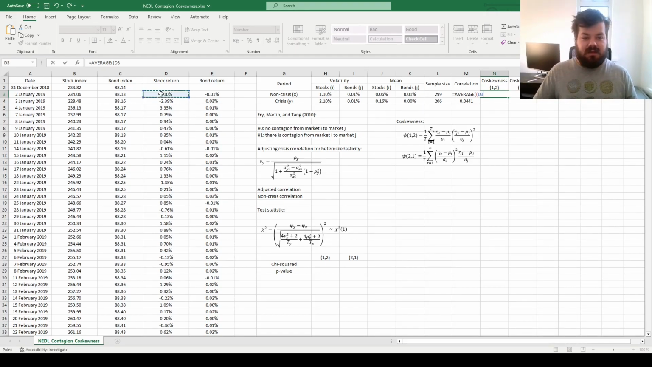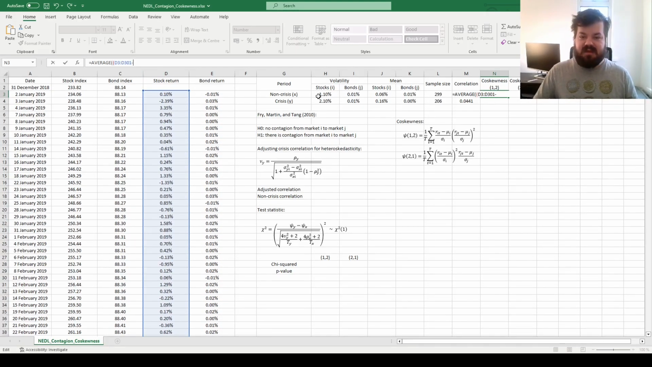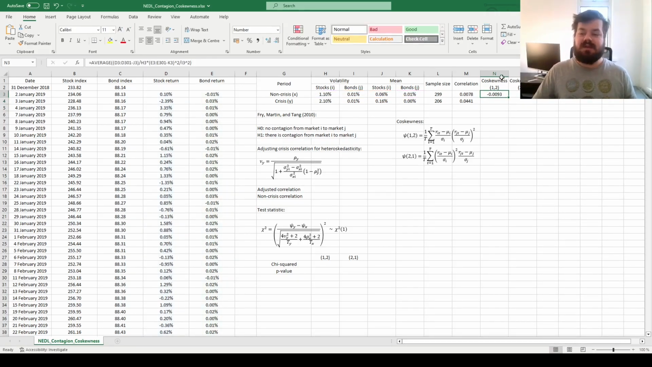We'll plug in the stock returns, again, non-squared, until the 11th of March 2020, non-inclusive. We'll subtract the specific mean, which is the stock-specific mean in the non-crisis period, divided by the respective volatility, times the squared scaled returns of bonds. So minus the bond-specific non-crisis mean, squared, and divided by the bond-specific non-crisis standard deviation squared. And that allows us to calculate the coskewness. We can see that it's quite close to zero, meaning that the volatility of bonds did not impact the mean of stocks that much in the non-crisis period.